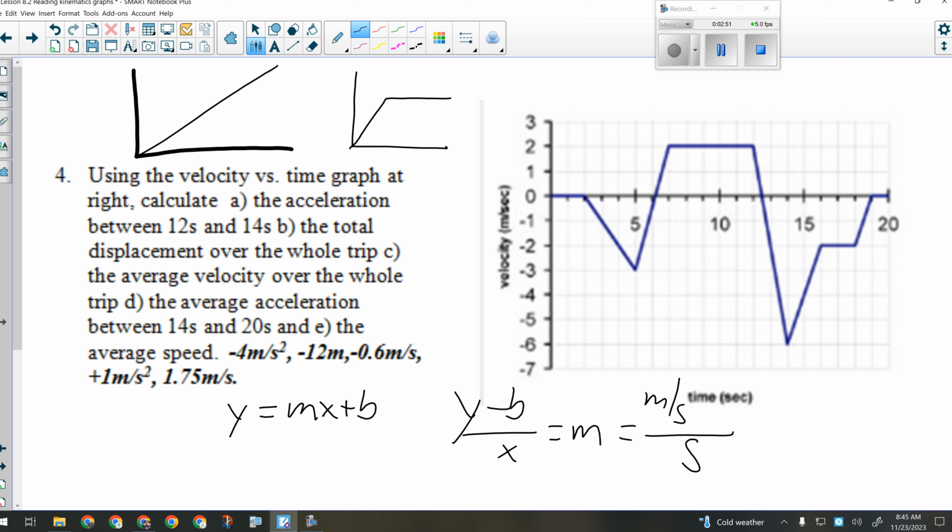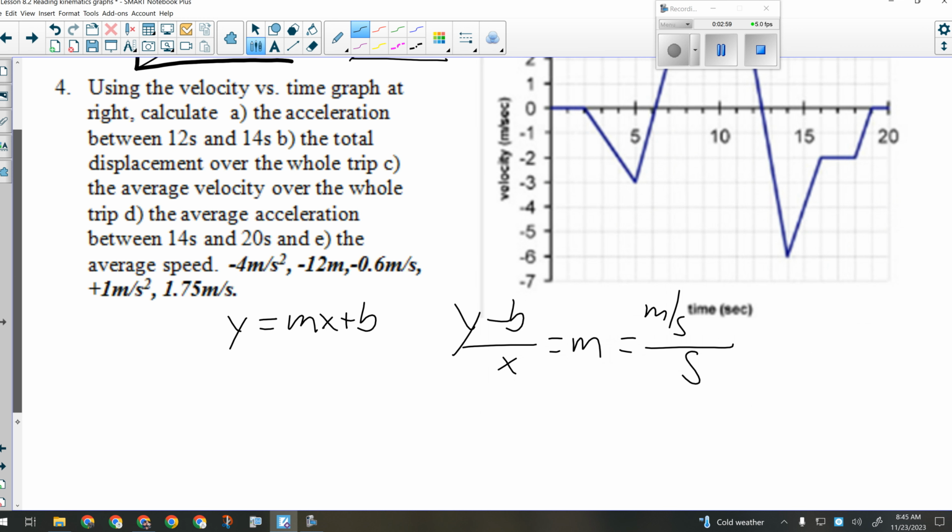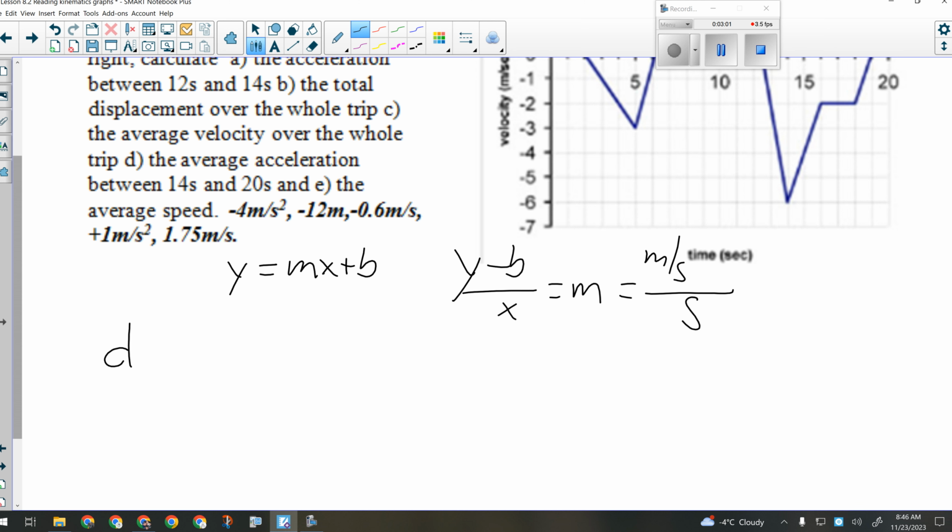Now, the other thing, and the thing that this graph wants you to do, is calculate the displacement. So here's what we have to remember about displacement. Displacement is average velocity times time. That's just v equals d over t, manipulated for d. Everyone all right with that? And I should have the little arrow over this though.